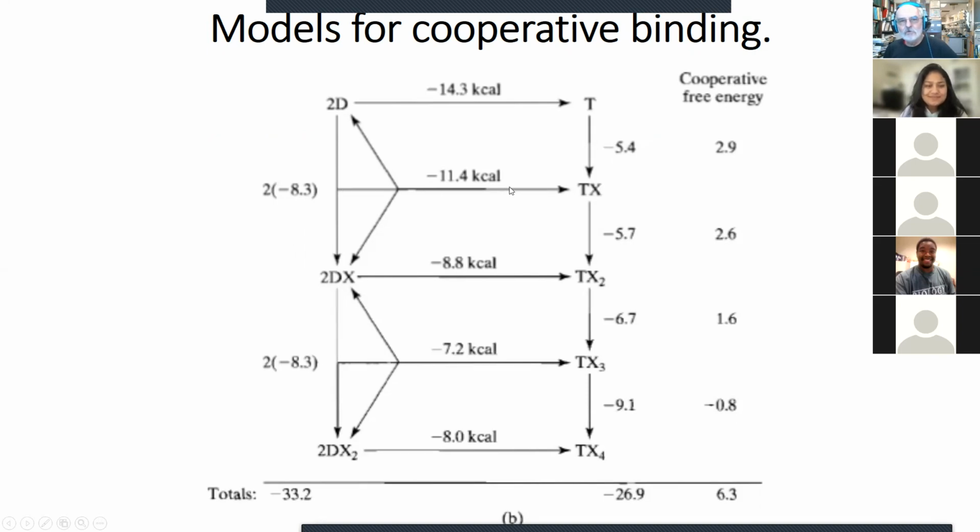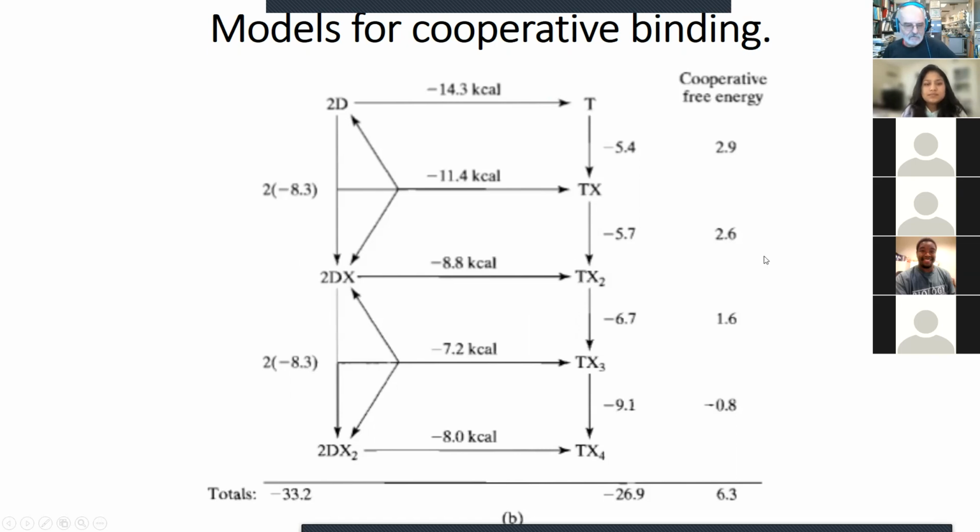8.3 and 11.4 is 19.7. This sum and this sum are equal. And if you go around any one of these boxes, you will find that these two numbers, the 8.3 refers to each step. These two numbers add up.